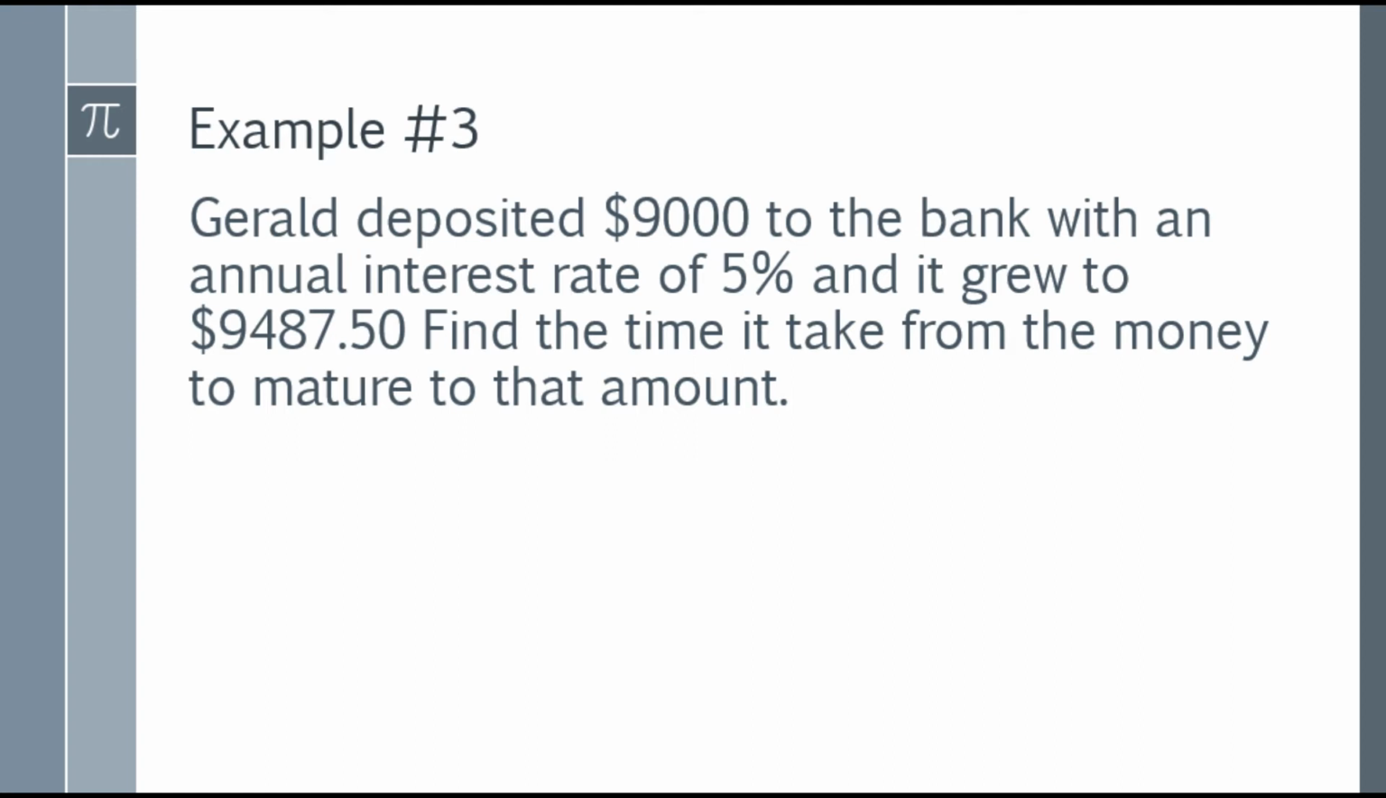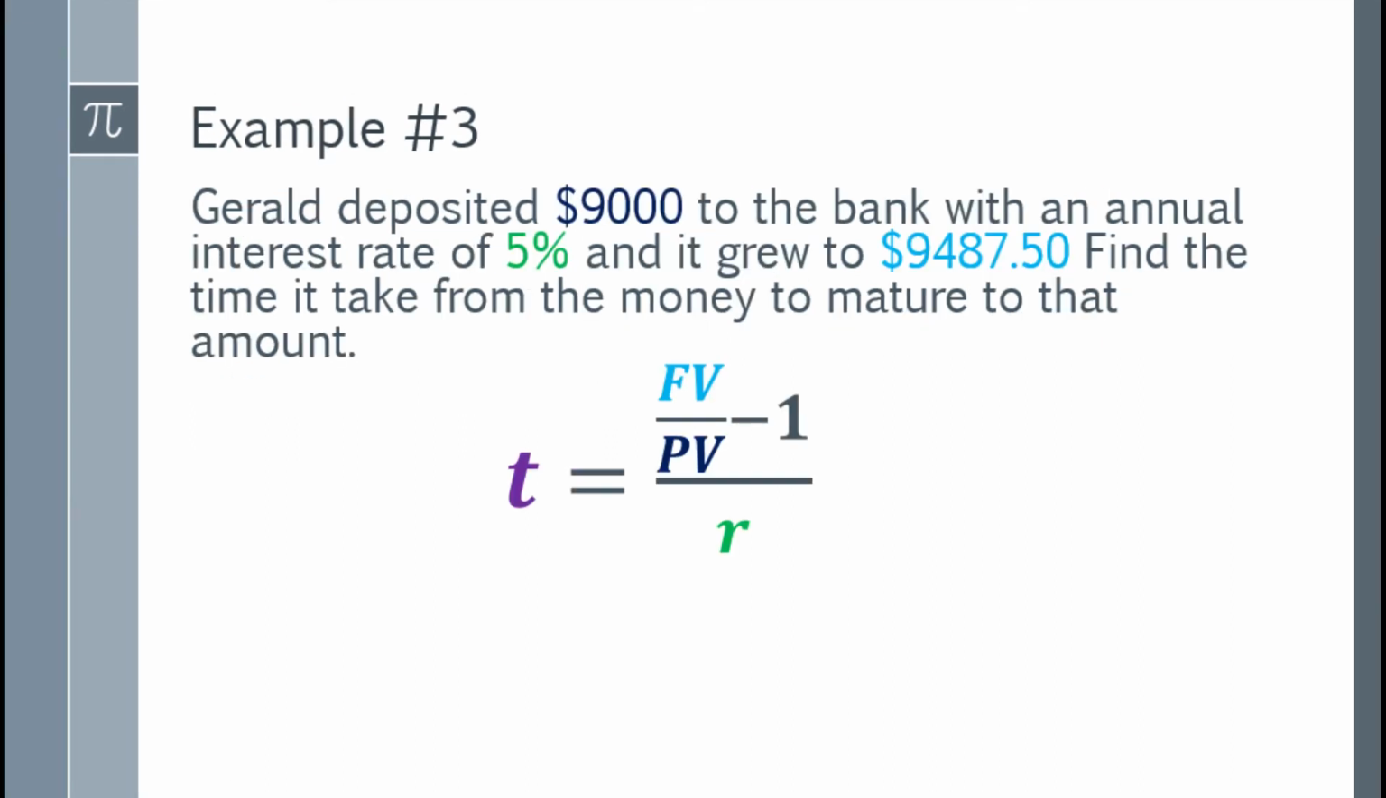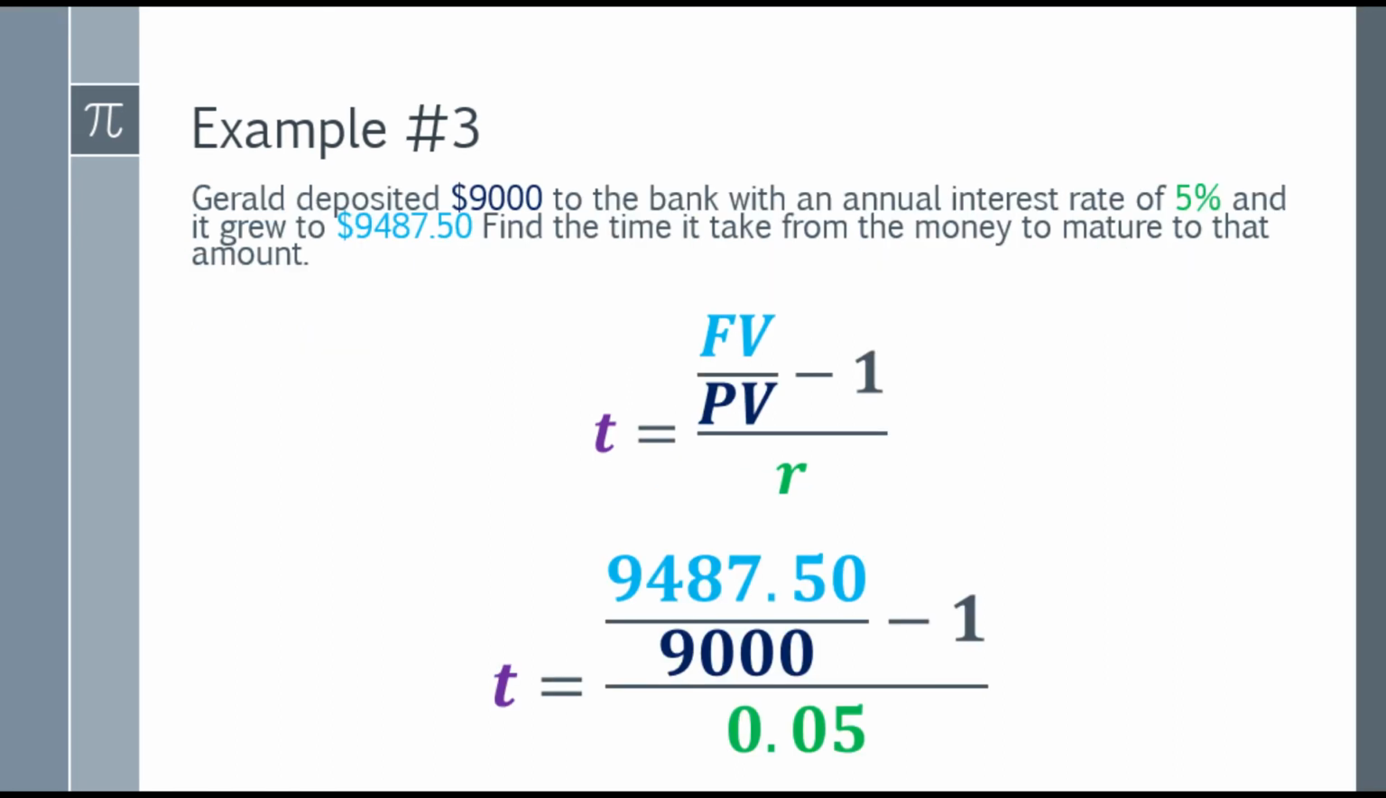Find the time it takes for the money to mature to that amount. So again, let's place the formula. And after that, we can now substitute it. The numerator part, we have a fraction again: future value over present value. Future value natin, that will be 9,487 and 50 cents. Over natin sa present value, we have 9,000.